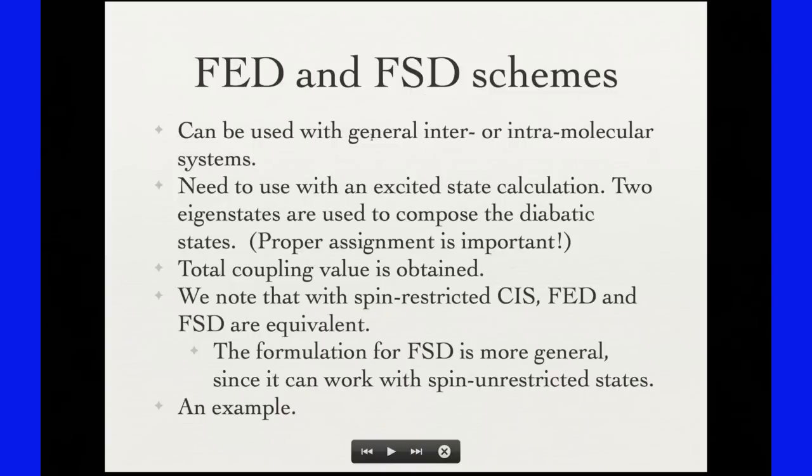So these two schemes are very similar and can be used with general either inter- or intramolecular systems. It needs to be used with an excited state calculation. Every time it takes two eigenstates to compose the diabatic states. Again, the proper assignment is important. Since now we are transforming the full Hamiltonian, the total coupling values according to the Hamiltonian you use in your calculation are obtained. This is one little note.